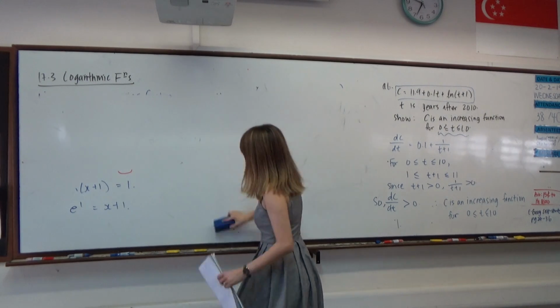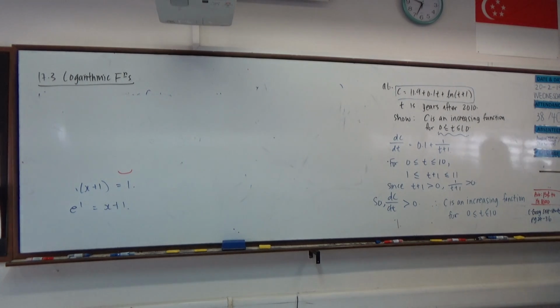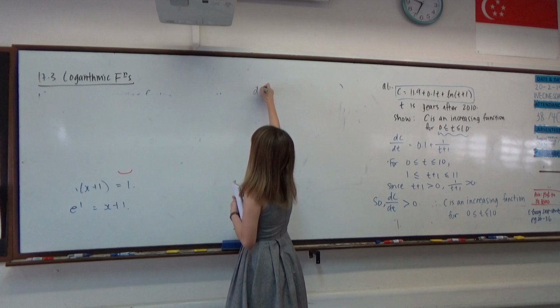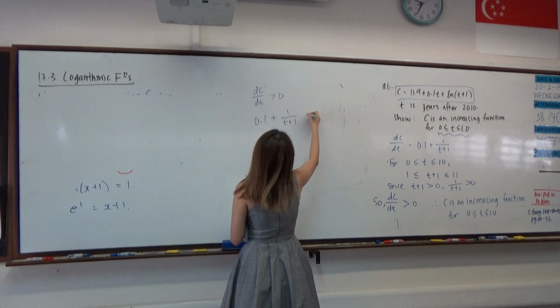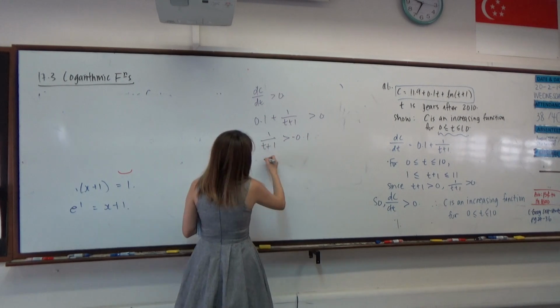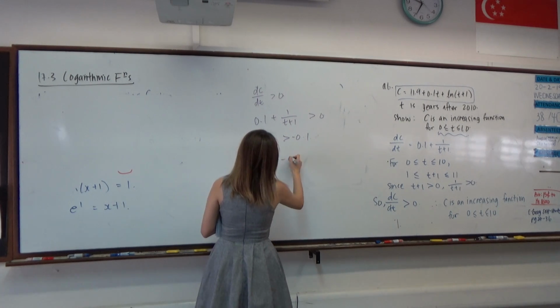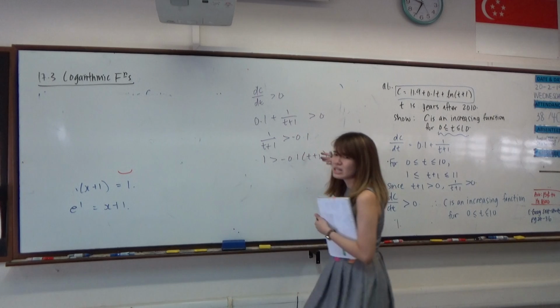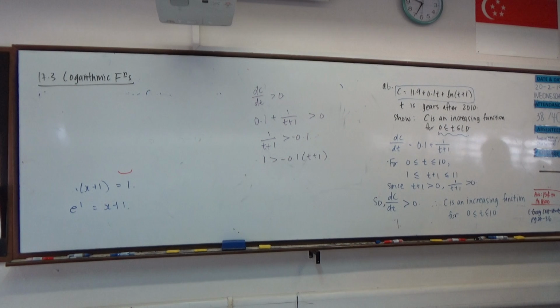Let me clean this whiteboard first. If you think about it in that way, then your proof will be dc over dt more than 0, 1 over t plus 1 more than 0. Then you will start to go into this direction, and that's not right already. That is not the intention of the question. The intention of the question asks you to prove that it's an increasing function given this particular information, not the other way around.